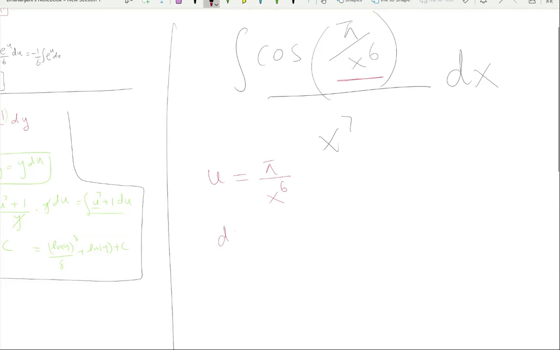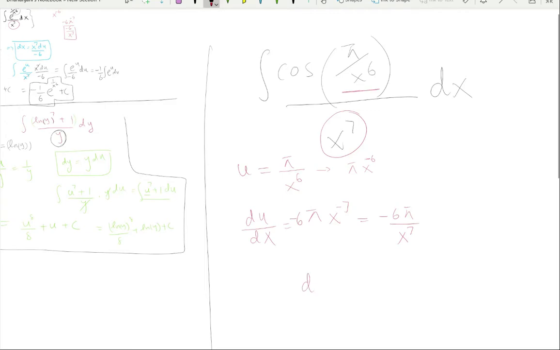Okay, so let's differentiate, du over dx. I can write this as pi x^(-6). Pi is a constant, a number. So negative 6 comes out. So negative 6 pi, this is x^(-7). Right? So that means the derivative is negative 6 pi over x^7. See? 1 over x^7 is somewhere else in the integral. So we are on the correct track.